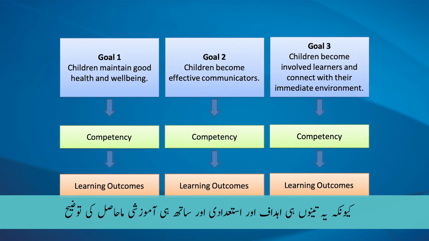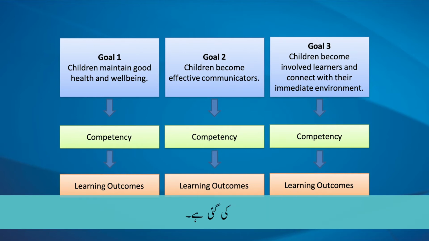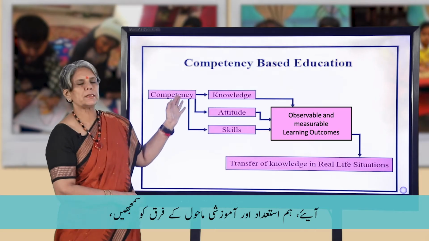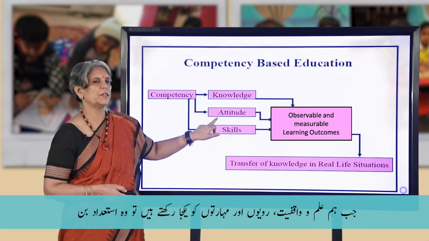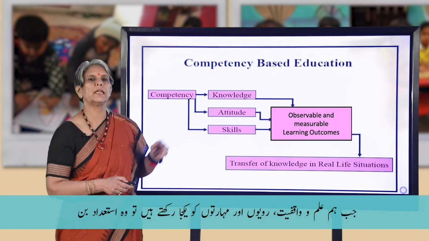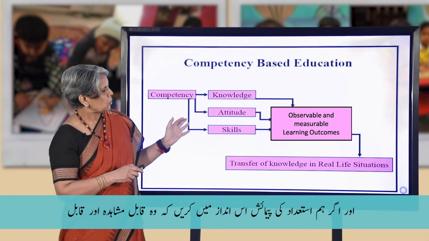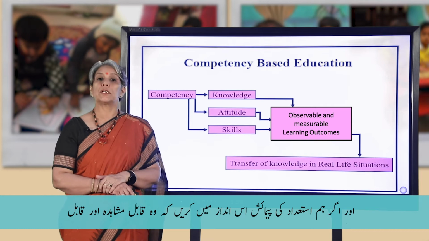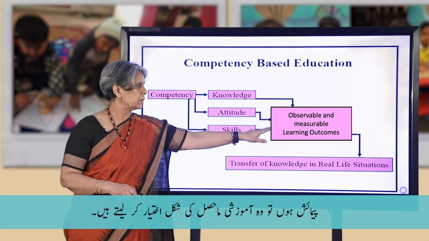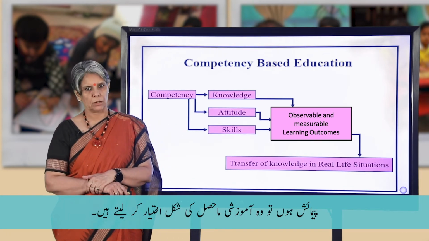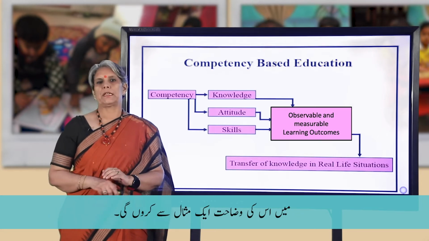For all the three developmental goals, competencies have been defined and learning outcomes are also defined. Let us understand what is the difference between competency and learning outcome. When we put the knowledge, attitude and skills together, then it becomes a competency. And when we measure the competency in such a way that it is observable and measurable, then it becomes learning outcome. I will explain with an example.